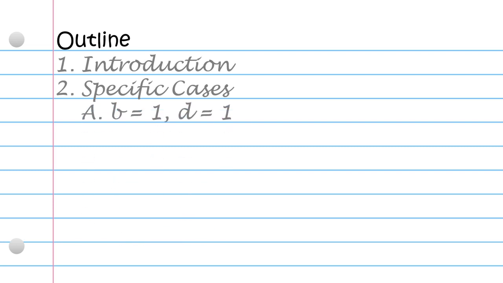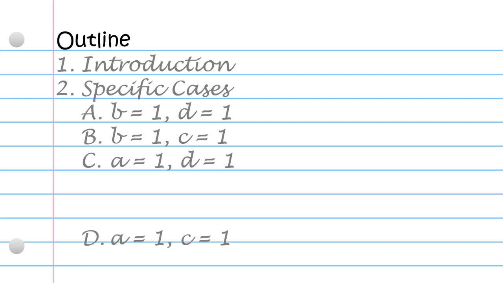So first is when both of the denominators are equal to 1, when the first denominator is equal to 1 and the second numerator is equal to 1, when the first numerator is equal to 1 and the second denominator is equal to 1, when both of the numerators are equal to 1.